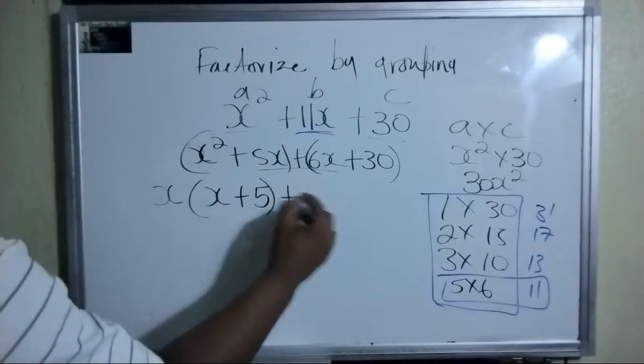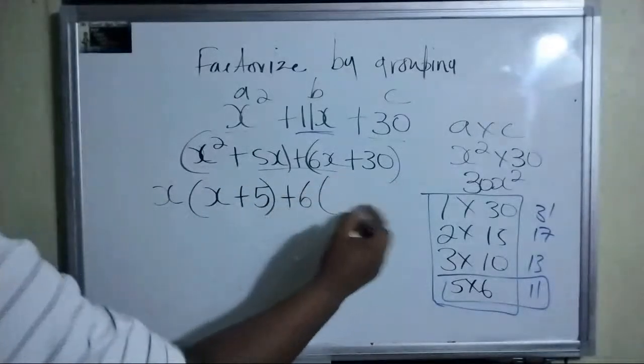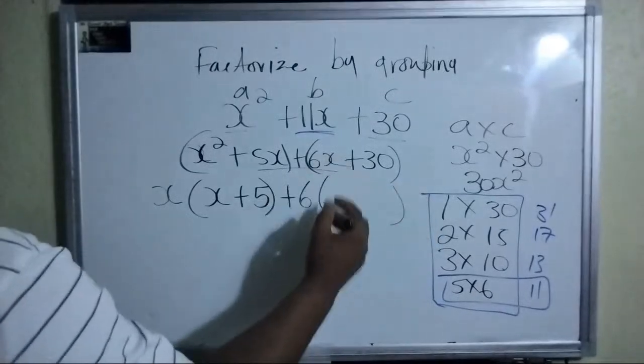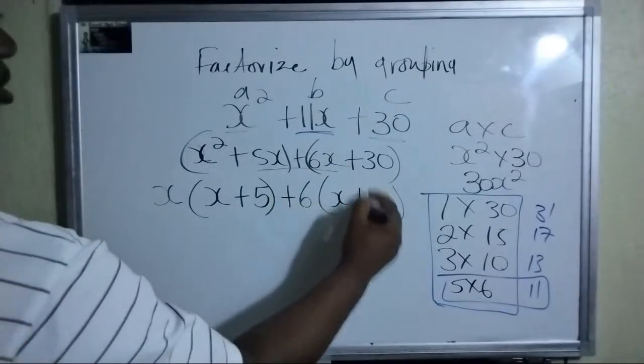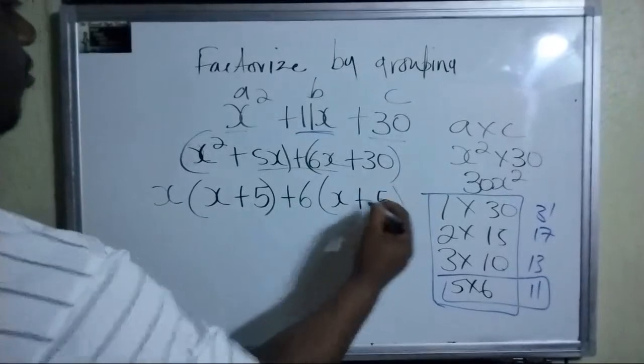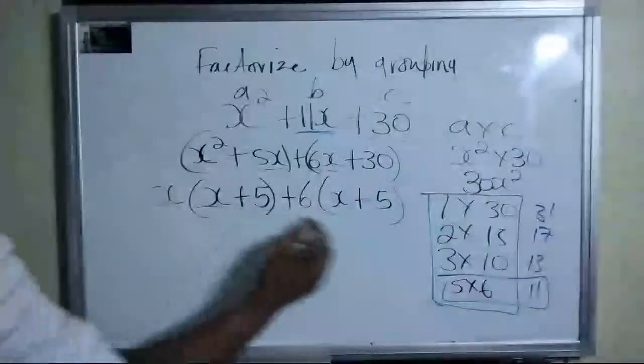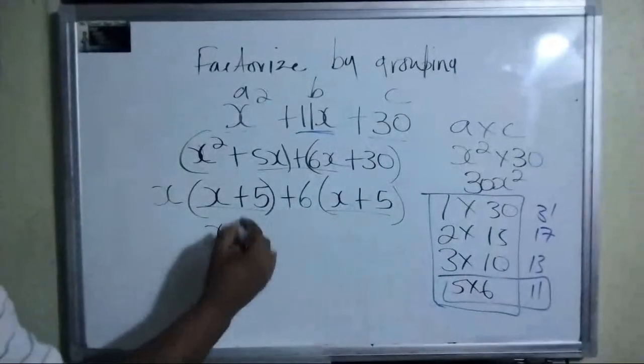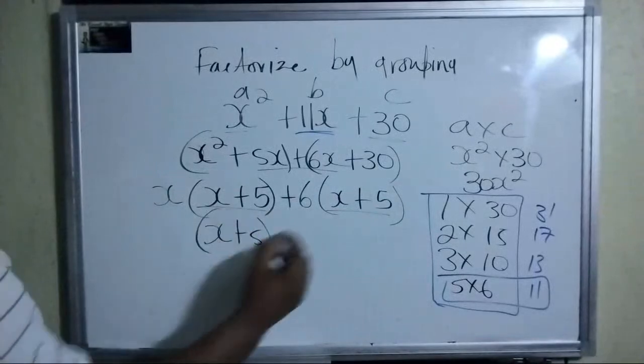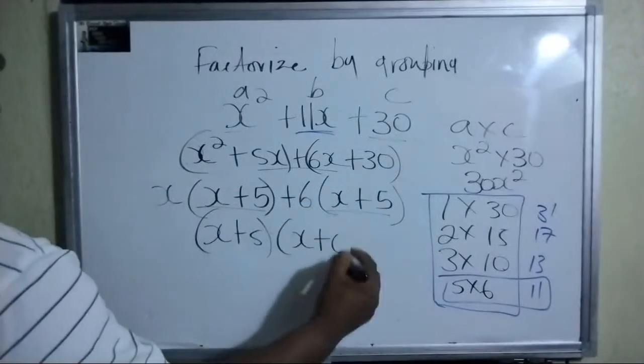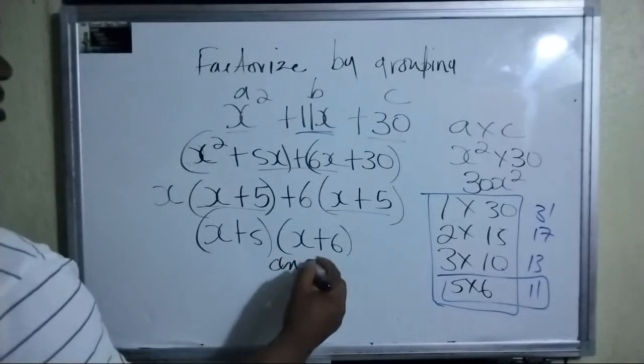So if you're just joining and you're struggling a bit, just go back after the playback. Alright? So that is x. 6 into 30 leaves 5. So see, we get x plus 5 and x plus 5. We can take out that, and then x plus 6. And that is our answer.